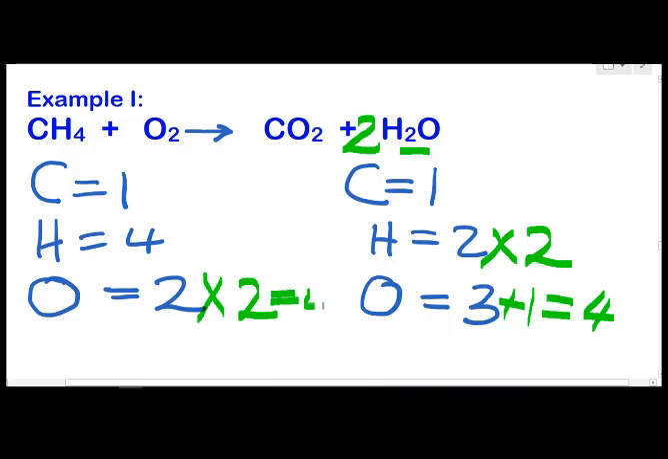I can make now the oxygens equal to 4 also by multiplying this side by 2. And this will give me a 4. And if I do so, I'll come to the molecule of oxygen and multiply them by 2 here. And now our equation is balanced.